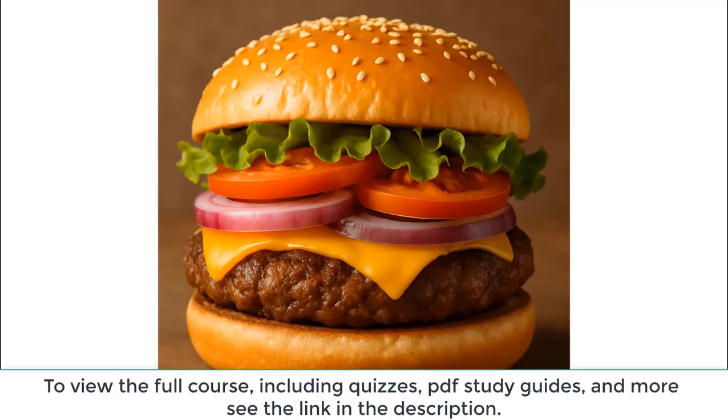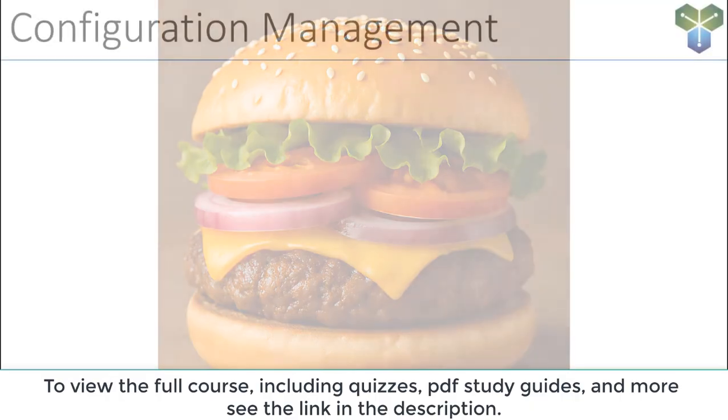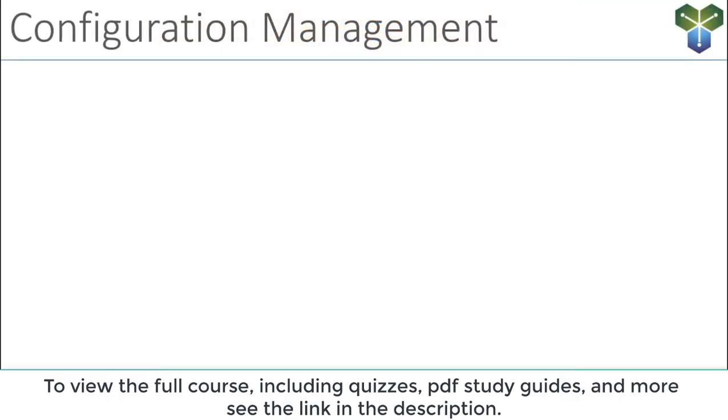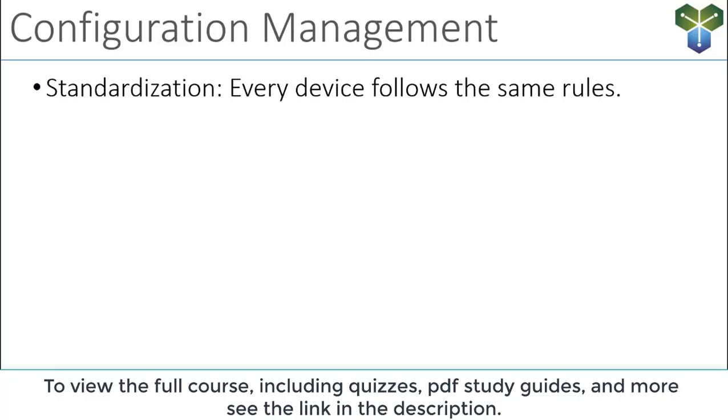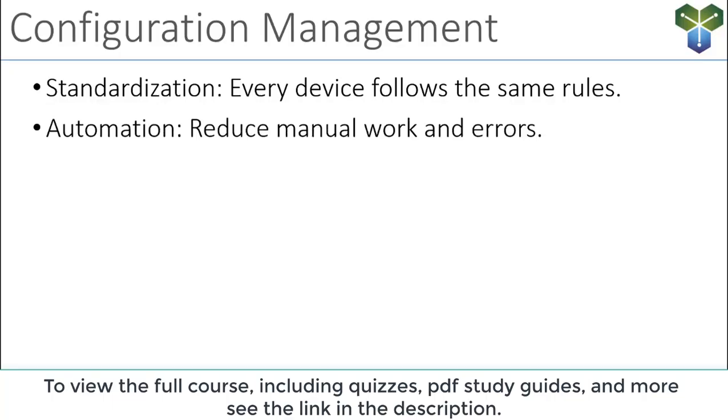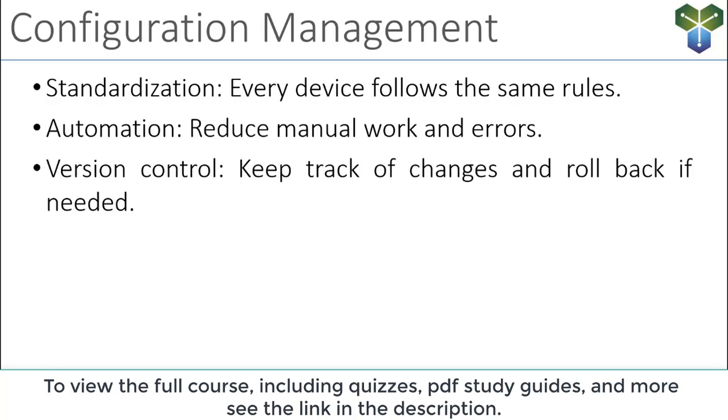Configuration management tools are sort of like recipe books or standardization for networks. They're basically there to ensure that every time you order a hamburger, you know exactly what you're going to get. So that's the big benefit of configuration management: it provides standardization. Every device is going to follow the same rules and have a consistent configuration according to our standards. And by automating this process, we're reducing the likelihood of errors that human beings make, and we all make them. It also allows us to keep track of changes and roll back if needed.